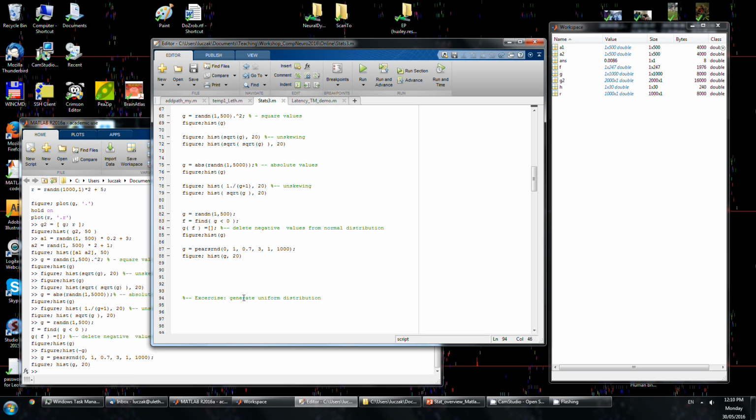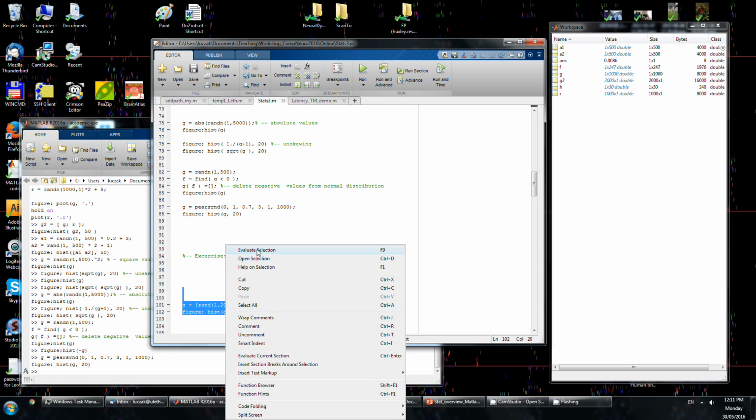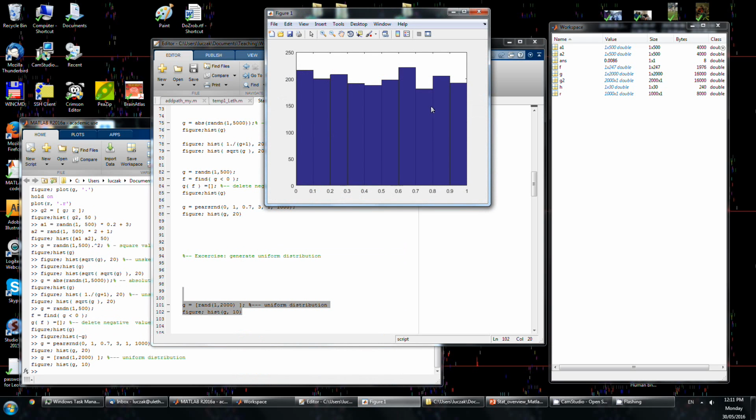Okay, so assuming that you did this exercise, here is the answer. We used in a few lines above this function. It is the function rand, which generates this uniform distribution. And here we can see that for 2000 numbers and binning them in 10 categories, we can get this more or less uniform distribution.